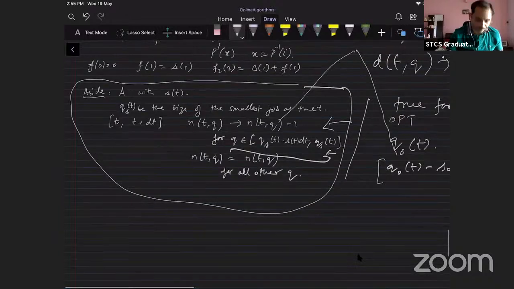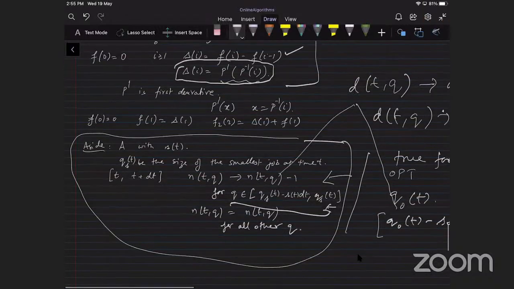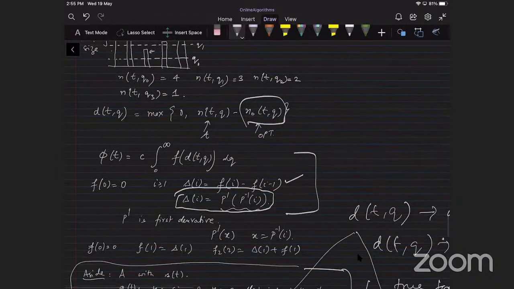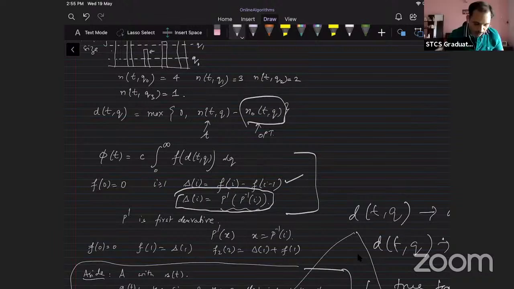D of tq could remain constant also if both change the same, if n of tq and n0 of tq change by the same amount. Right. So suppose n0, they can only go down. So the difference can either be how much? So both go down for the same value of q, but that's very unlikely. We'll take care of that also. Okay. Right. So this is an integral outside for q here.